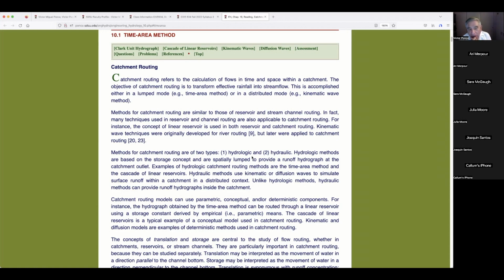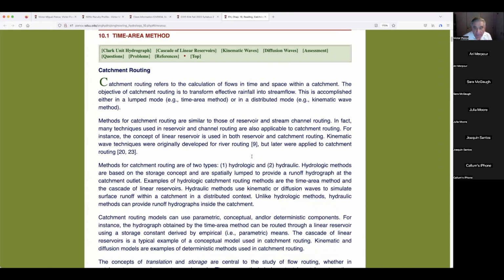Methods for catchment routing are of two types, hydrologic and hydraulic, as I already said. Hydrologic methods are relatively simple compared to the hydraulic methods. Usually they don't solve partial differential equations. They solve ordinary differential equations, only based on t, not on x. While the hydraulic methods have the full-blown capability of x and t, and even two dimensions and so forth. We'll have a story on that at the end of this section on the issue of applicability of a two-dimensional hydrologic routing model.